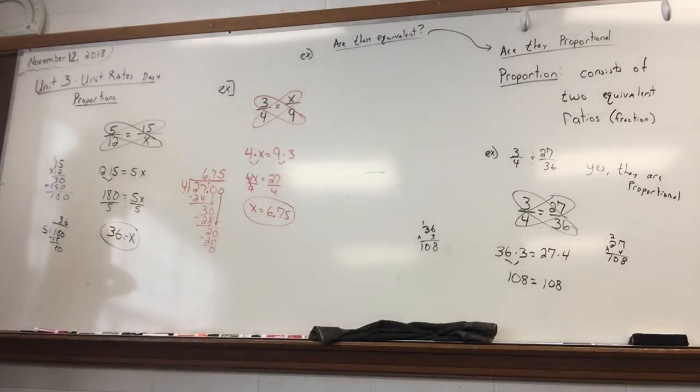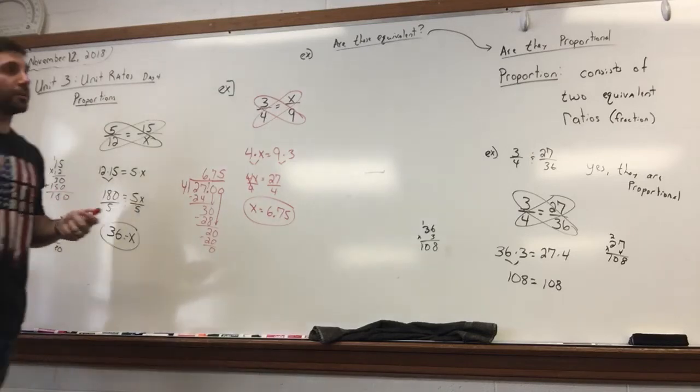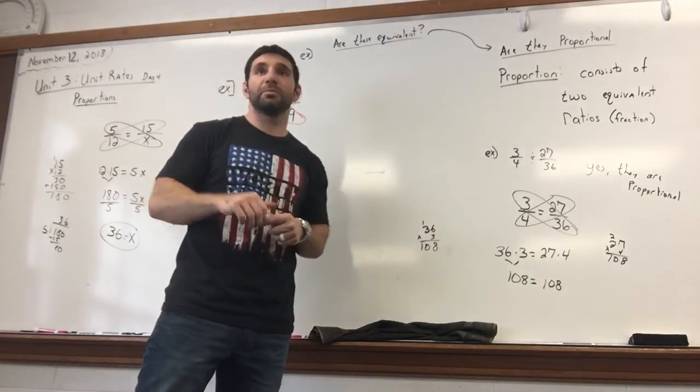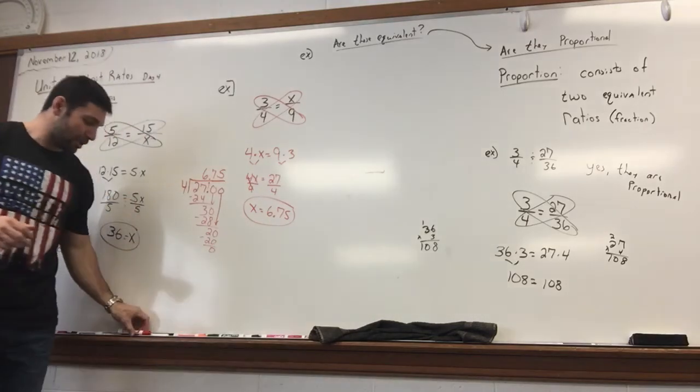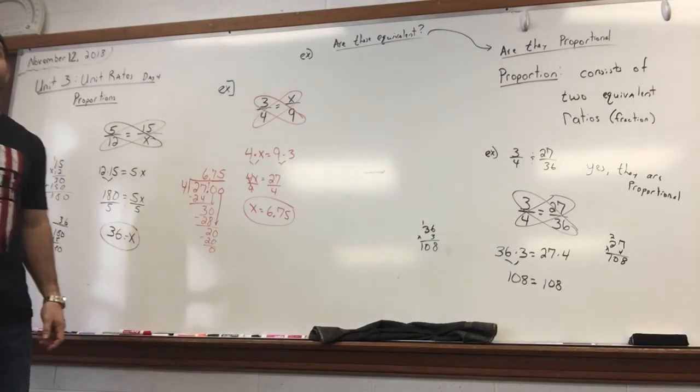Show of hands, who got that one correct? Questions on seeing and finding out how they are proportional? Okay, so if it says, are they proportional, are they equivalent, you cross multiply. If the numbers are the same, you win, yay. Cross multiplication, you guys have been doing the butterfly method for a couple years.